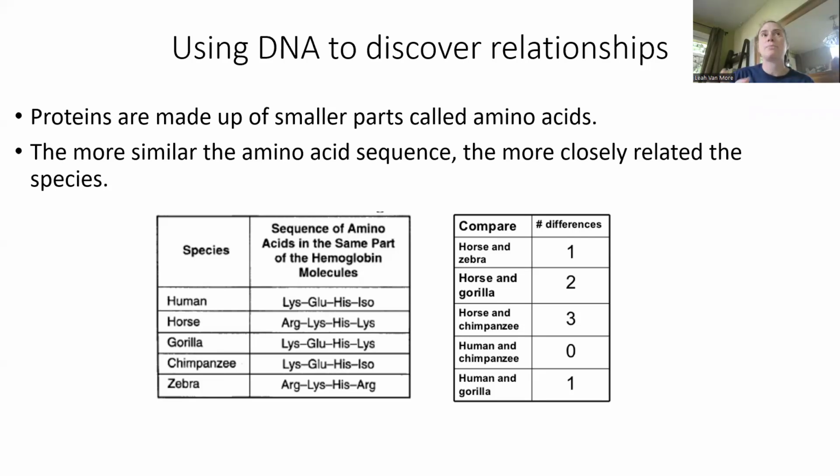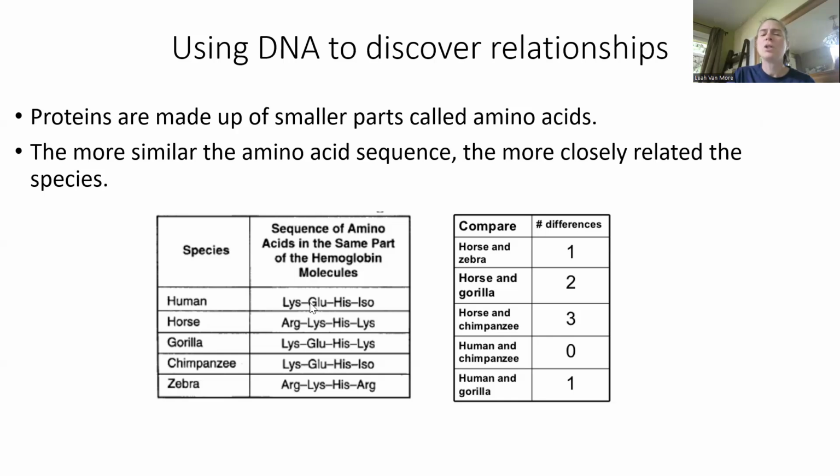So remember that genes are the instructions to make proteins. Proteins are made up of amino acids. So really what genes are is the things that tell the amino acids in what order to form or to organize themselves. And then from there, the protein makes its little shape. But that means that if amino acid sequences are similar, then the DNA has got to be similar.